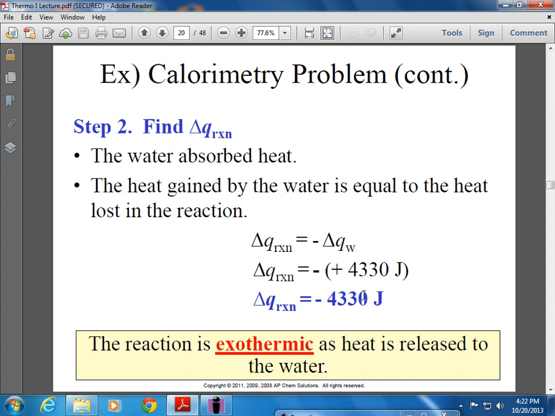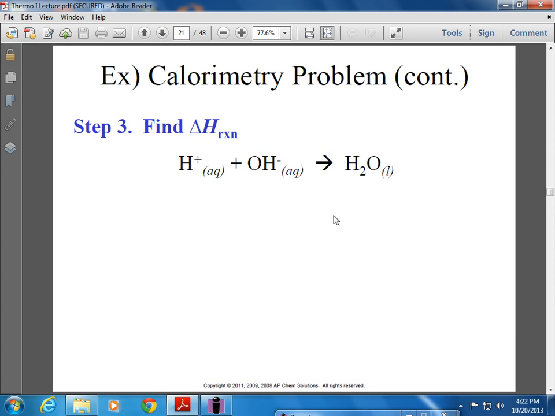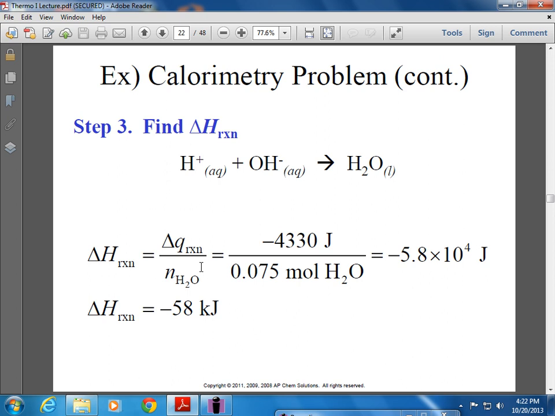So we look at the water's effect, and we look at what actually happened in the reaction. From that, we can find the heat of the reaction, the enthalpy of the reaction. That equation is found by taking the q of the reaction divided by the moles of water to get 5.8 times 10 to the fourth. Now, it's a negative sign. So the heat of this reaction was negative 58 kilojoules. We took the energy of the reaction divided by the moles of water that we formed, negative 58 kilojoules.